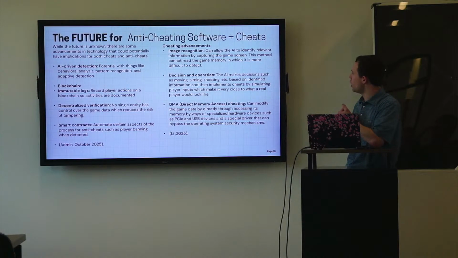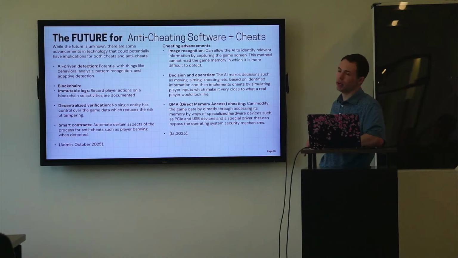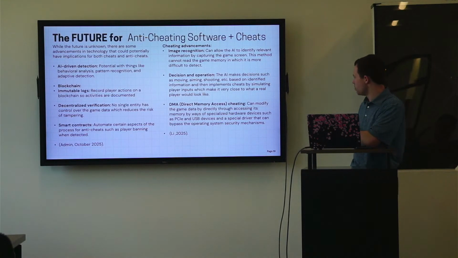We're also going to look at the advances of cheating. Image recognition can allow AIs to identify relevant information and capture the game stream. This does not actually read the game memory, so it is more difficult to detect. Decision and operation: AI will make decisions such as moving, aiming, and shooting based on identified information and implement the cheats by simulating real player input, to make it as close to what a real player would do and almost impossible for the anti-cheat to detect.